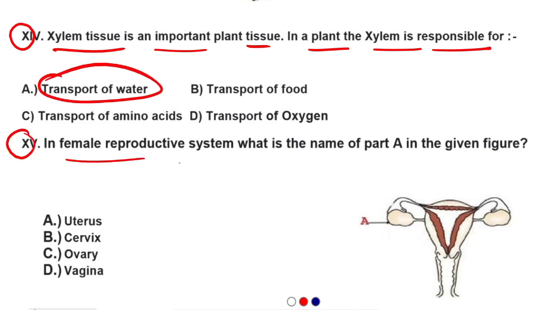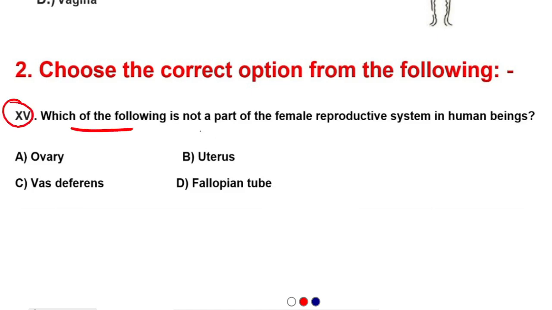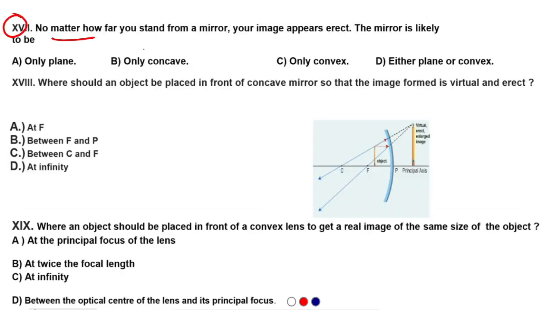Next, in female reproductive system, what is the name of part A in the given figure? Ovary. Next, which of the following is not a part of the female reproductive system in human beings? Option number C. Next, no matter how far you stand from a mirror, your image appears erect. The mirror is likely to be, option number D, either plane or convex.